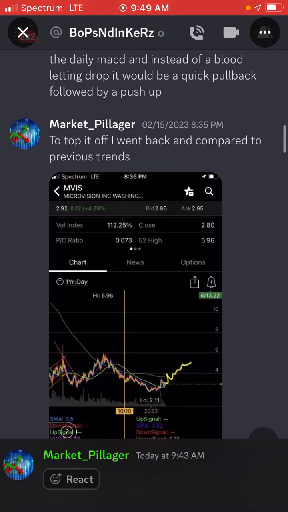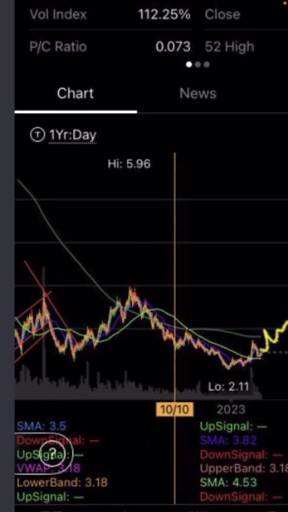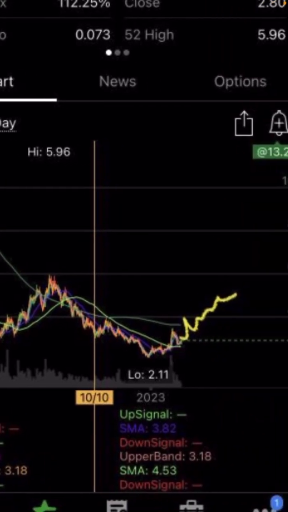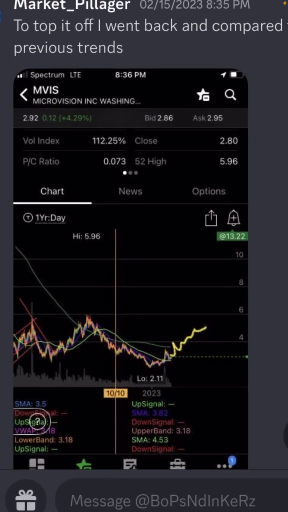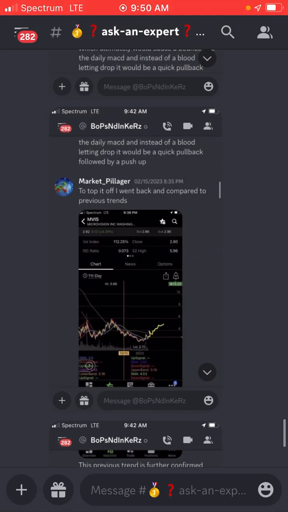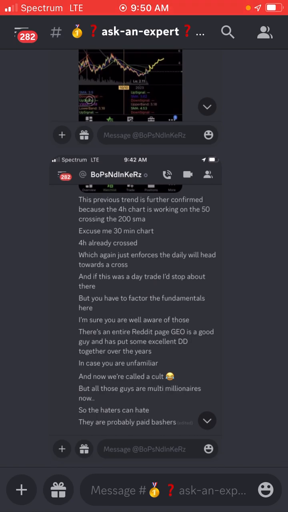To top that off, I went back and compared previous trends. So if you can see here, this is the last couple times that we hit a low from that big decline, pop back up, now hit a low again, and it's probably going to play out just exactly like that. And, of course, until we get some real news coming in.